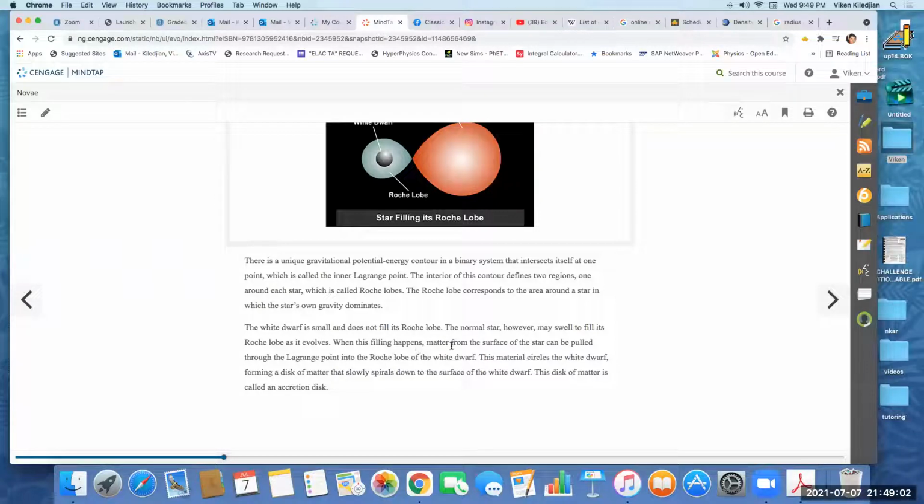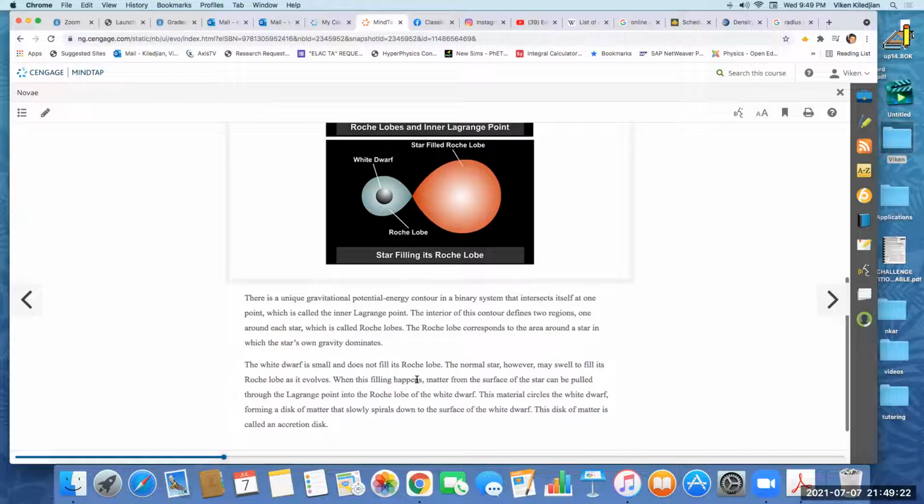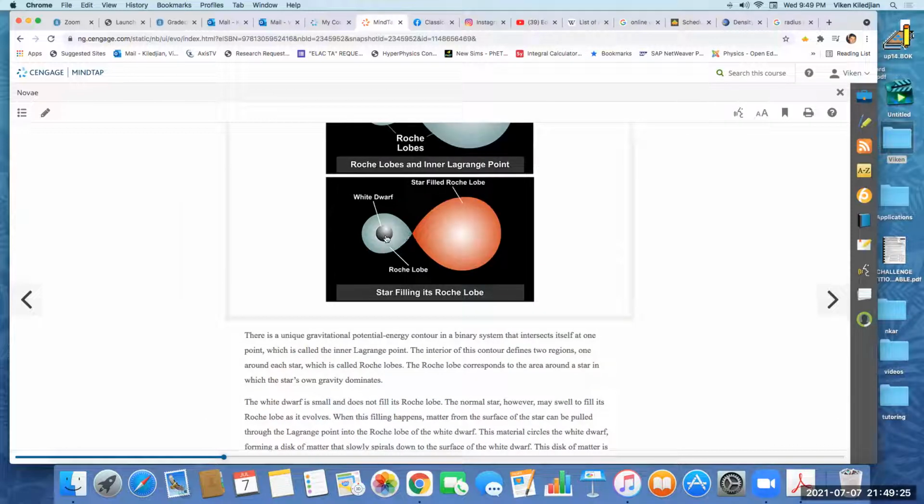When this filling happens, matter from the surface of the star can be pulled through the Lagrangian point into the Roche lobe of the white dwarf. This material circles the white dwarf, forming a disk of matter that slowly spirals down to the surface of the white dwarf. This disk of matter is called an accretion disk. Okay? So this matter goes from here, starts getting pulled, because the gravity of the white dwarf is much stronger than the gravity of the red giant. Because it's so small and compact, its gravity is strong, so it can pull matter from its red giant companion.